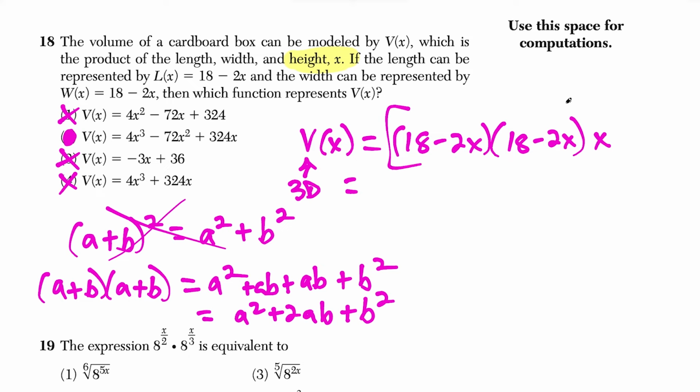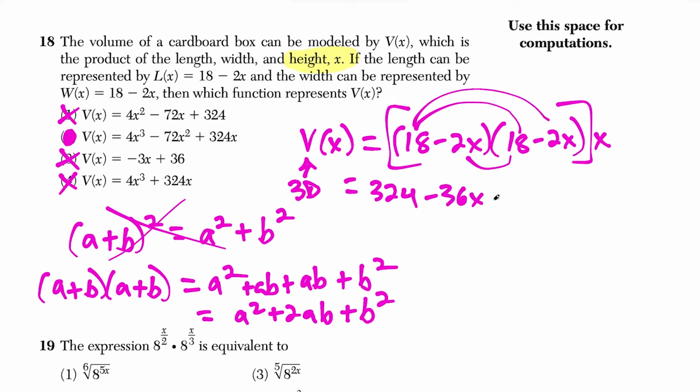So I'm going to multiply these two first. I'm doing 18 times 18 is 324. And then we have 18 times negative 2x is negative 36x. And then negative 2x times 18 is also negative 36x. And then negative 2x times negative 2x is positive 4x squared. Okay, and this is all the stuff in the brackets, and we're multiplying all of that by x.